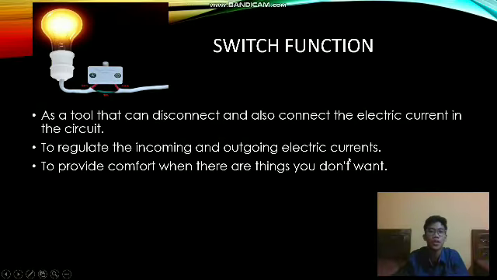Okay, I will continue the explanation of my friend. The next explanation is about switch function. In this slide, there is a picture of a switch and a lamp. If we push the switch, the lamp will be on. These are three functions of a switch. First, function as a tool that can disconnect and also connect the electric current in the circuit. The second function is to regulate the incoming and outgoing electric currents. The third, to provide comfort when there are things you don't want.